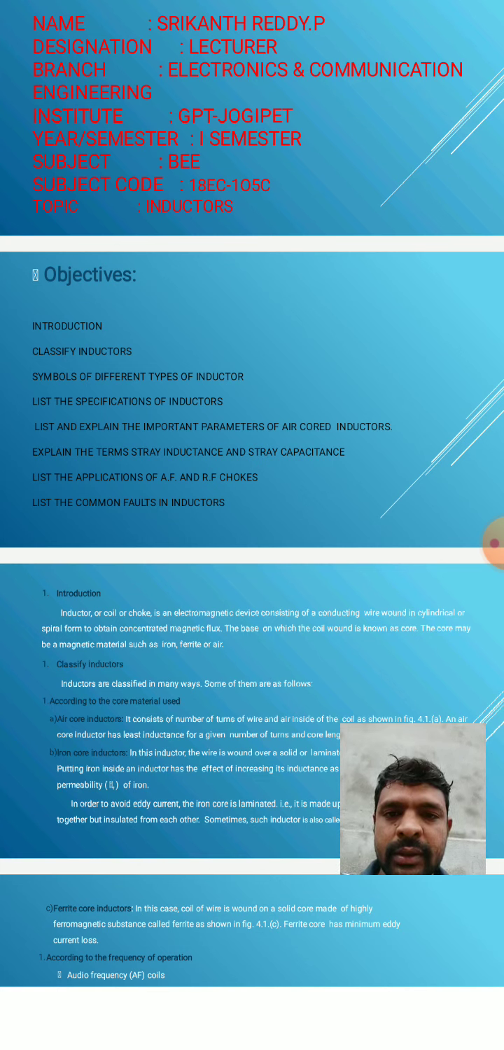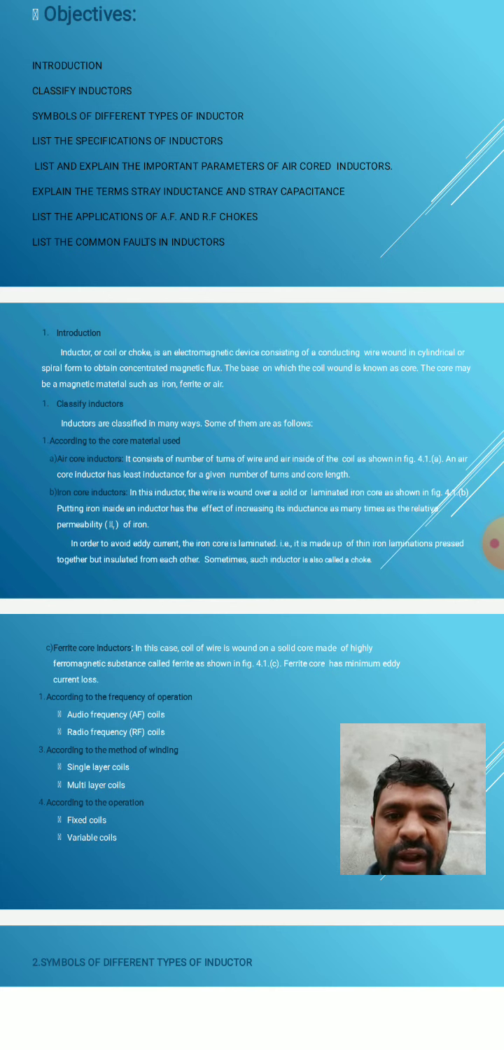Introduction. An inductor, or coil, or choke is an electromagnetic device consisting of a conducting wire wound in a cylindrical or spiral form to obtain concentrated magnetic flux. The base on which the coil is wound is known as the core. The core may be a magnetic material such as iron, ferrite, or air.